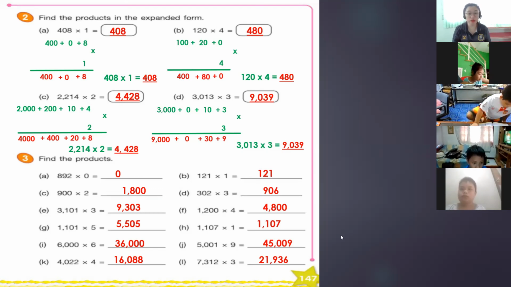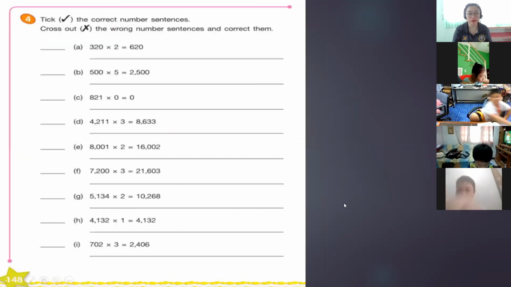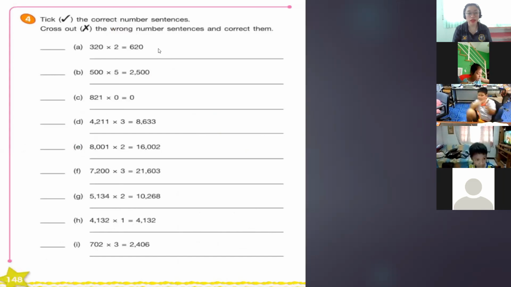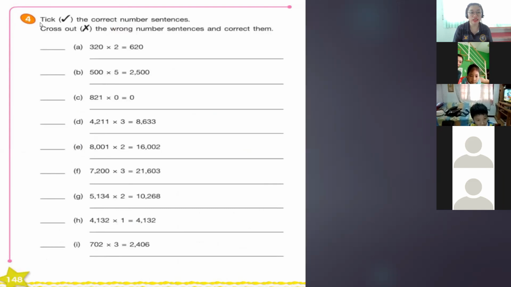Okay, page 148 is our last activity for today. Okay, so we have exercise number 4. The instruction says, tick or check the correct number sentences. Cross out or X the wrong number sentence and correct them. So we're going to check the number sentences if they are correct or wrong. If they are wrong, we're going to write the correct solution.